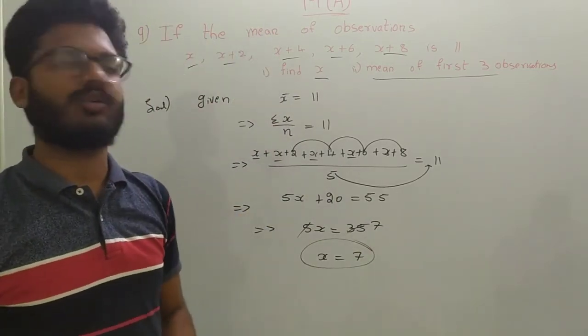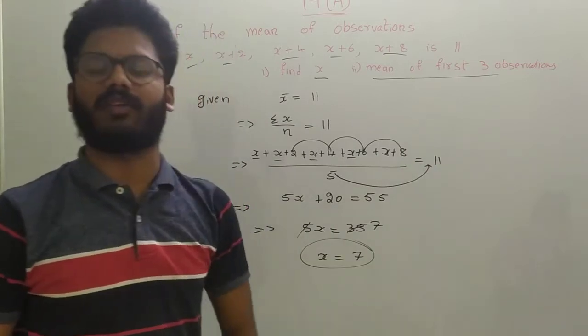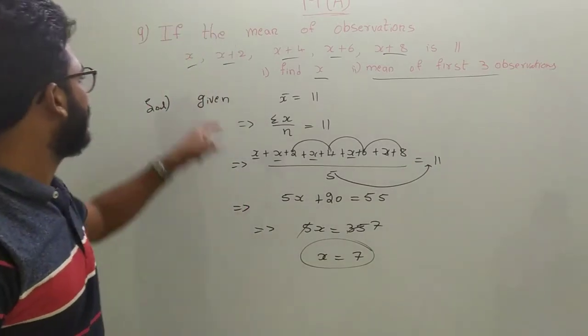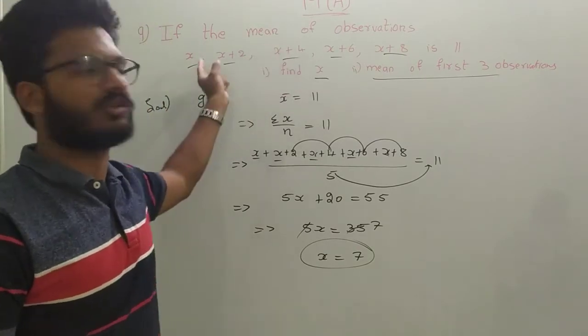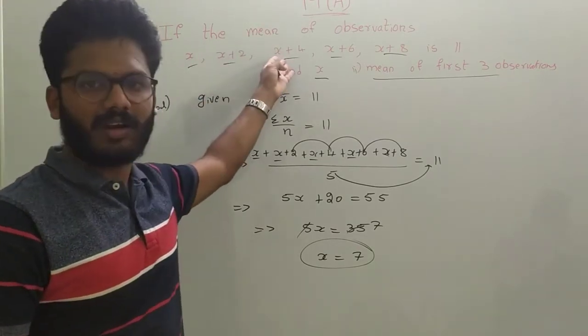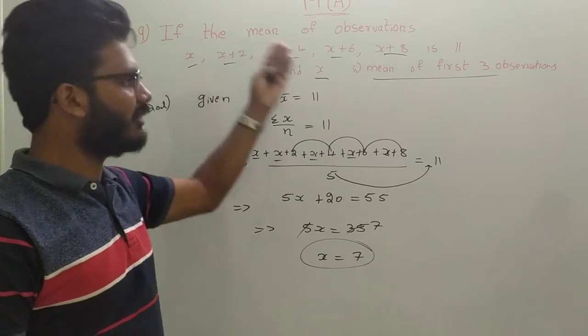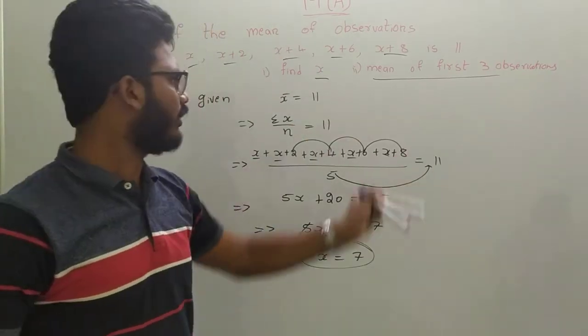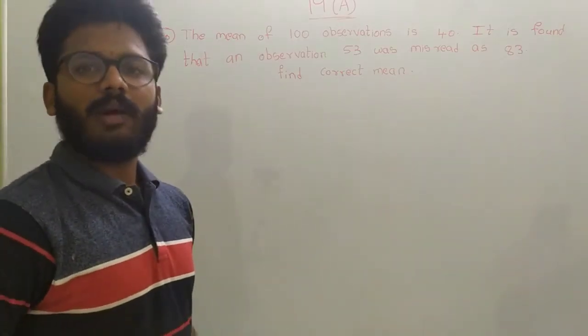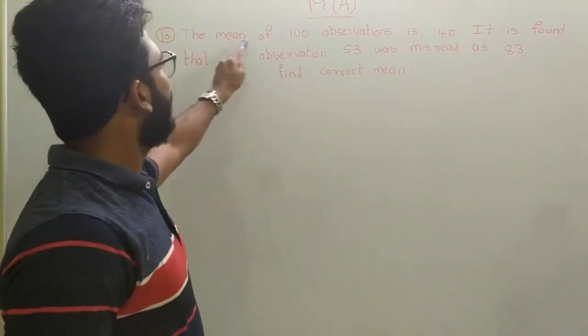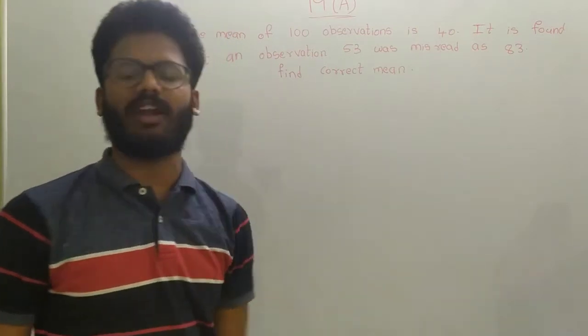So next, what you have to do? You have to find the mean of the first 3 observations. So what are the first 3 observations? 7. 7 plus 2 is 9. 7 plus 4 is 11. So 7, 9, 11. 11 plus 9 is 20, plus 7 is 27, by 3, we get 9. Okay. You have to find the mean of the first 3 observations. Clear?